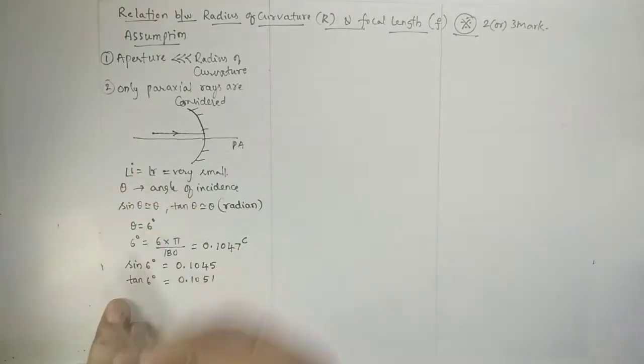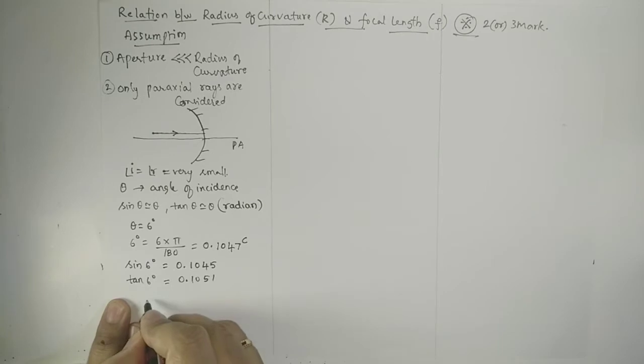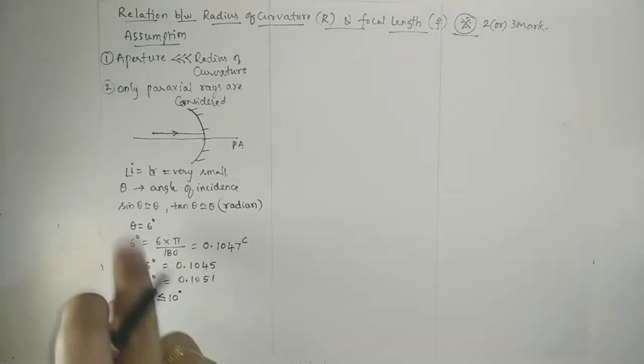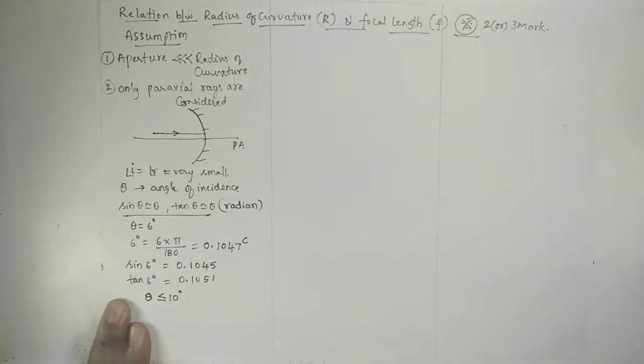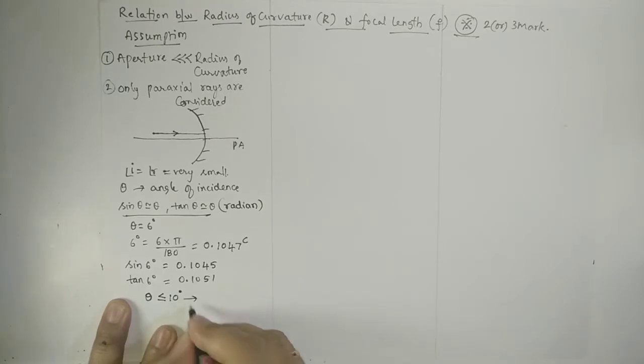If you proceed in the same way, you can see that up to an angle of incidence of less than or equal to 10 degrees, these conditions will be satisfied. As a result, any ray of light incident at an angle less than or equal to 10 degrees can be considered as a paraxial ray.